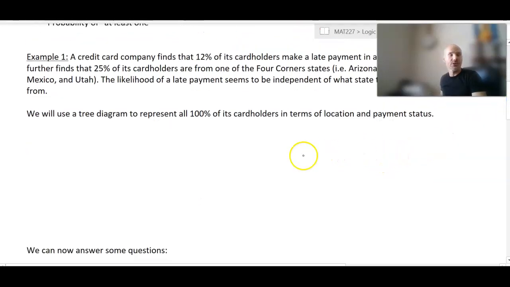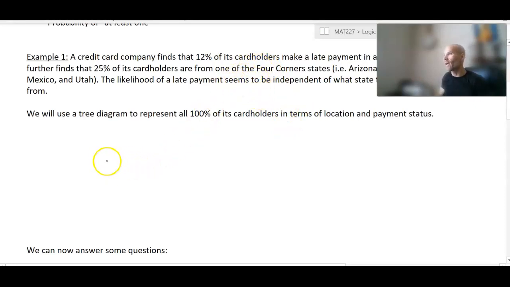Now, it's always nice to use a tree diagram, especially when we have one of 2 possible outcomes: either a late payment is made or the payment isn't late, and then the other event is the likelihood that they're from 4 corners or not from 4 corners. We don't know what area they're from if we say not 4 corners, but we're going to break it up into a binary split. It either is or isn't. And that allows us to always funnel people into one group or another.